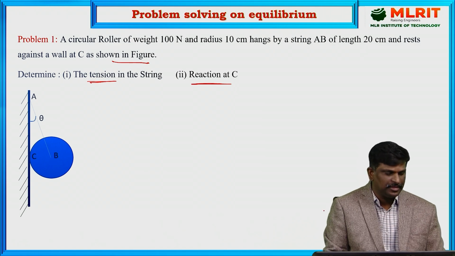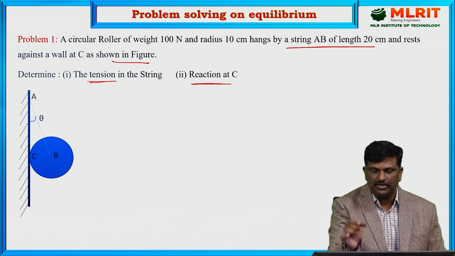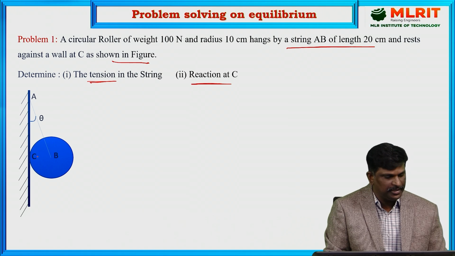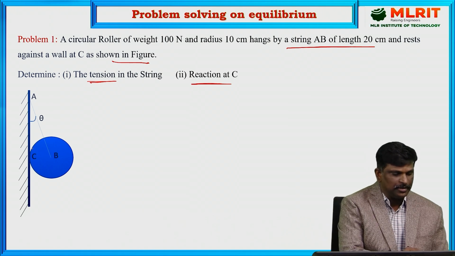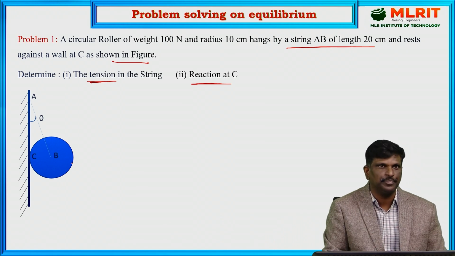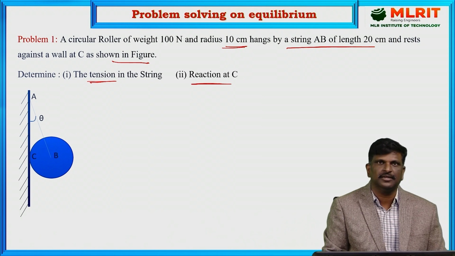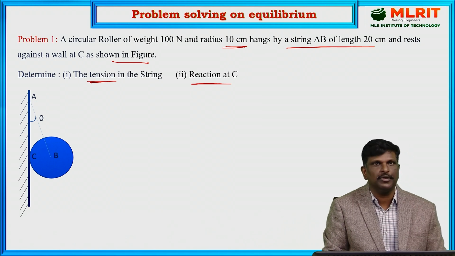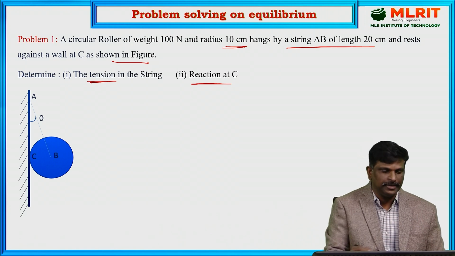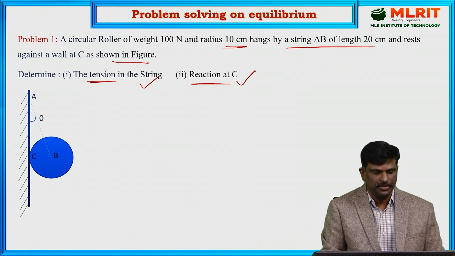The length of AB, the string length, is given, which is 20 centimeters. For the radius BC, B is the center and C is the outer edge at which the roller is touching the vertical wall. So BC is the radius, which in this problem is 10 centimeters. For the same problem, now by using free body diagrams and applying the equilibrium concept, find the tension in the string and the reaction at C. First, draw the free body diagram.